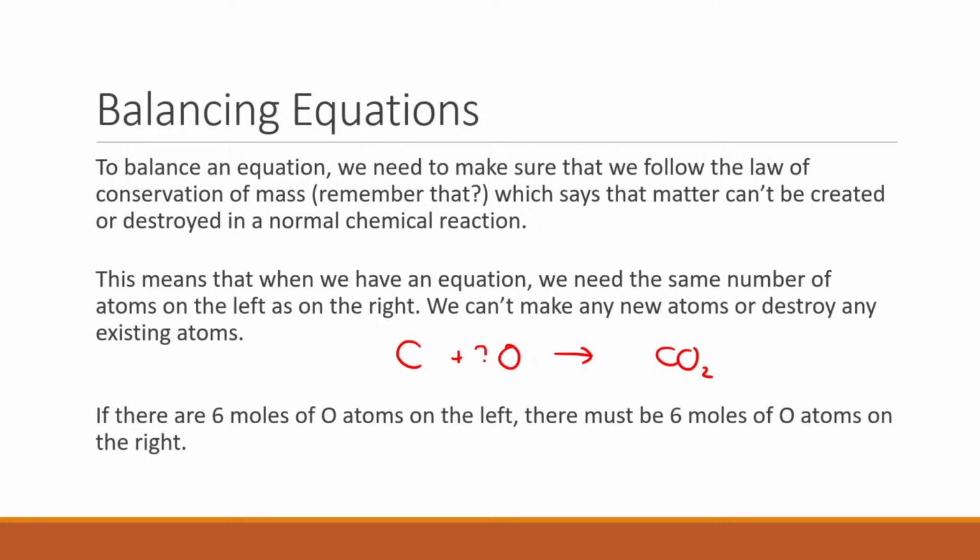We need to put a 2 here so that we have one carbon and two oxygens on the left and one carbon and two oxygens on the right. And that's our job. Our job when we balance equations is to put coefficients in front of whatever is given to us to make sure that we get the same number of each atom on the left and on the right.